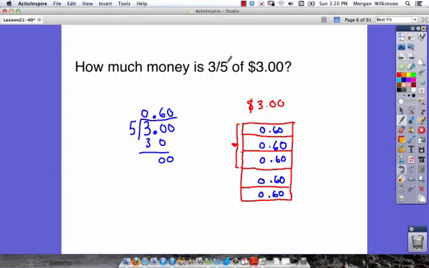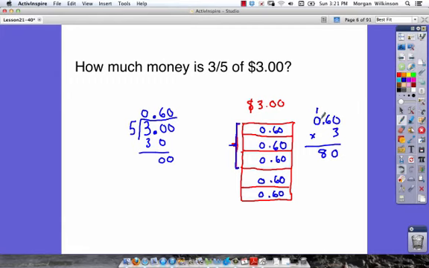So how much money is 3/5 of $3? Well, remember we had the 3 right here, the top 3. That's 1, 2, 3 out of a grand total of 5. So we can figure out our answer by multiplying 60 cents times 3. We know that 3 times 0 is 0. 3 times 6 is 18. We're going to carry that 1.